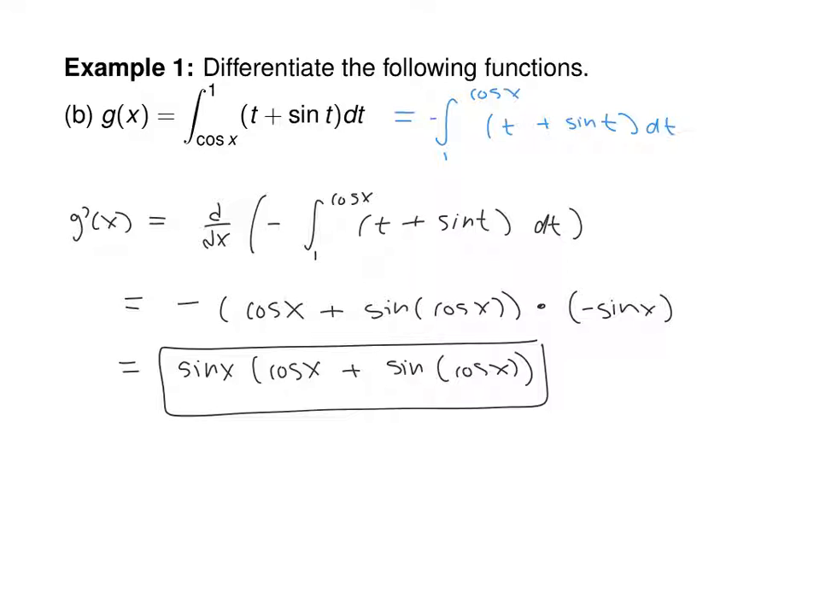Even if you distributed that sine, it couldn't be sine squared x because one's sine x and one's sine of cosine x. So they're not the same term.